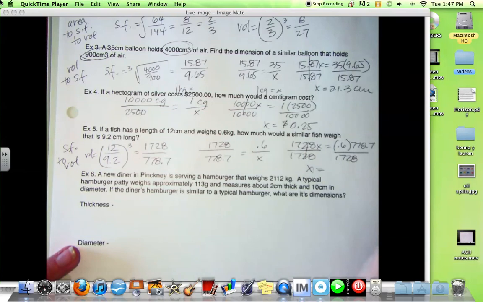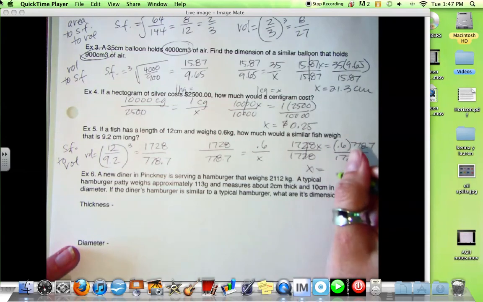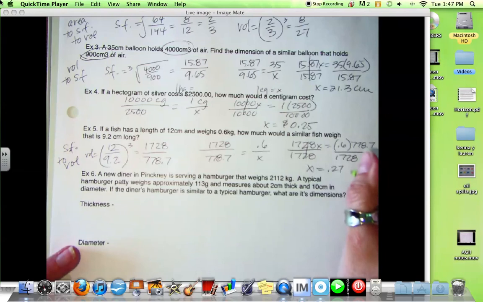And the weight of the similar fish is 0.27 units. Would that be centimeters? No? Weight. Kilograms. Kilograms. Yep.